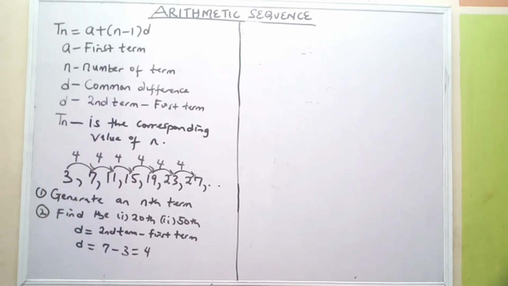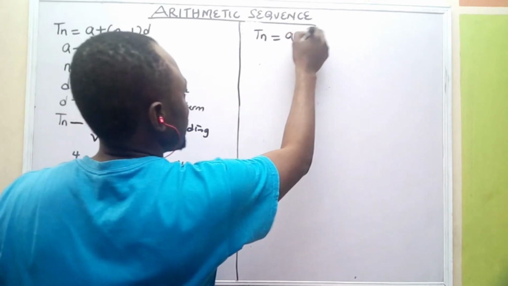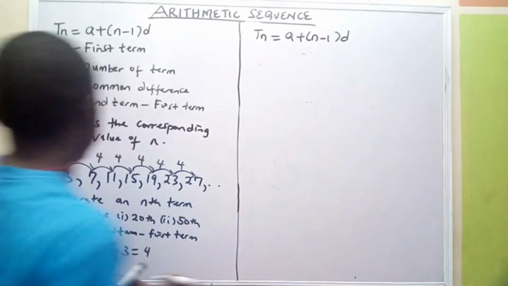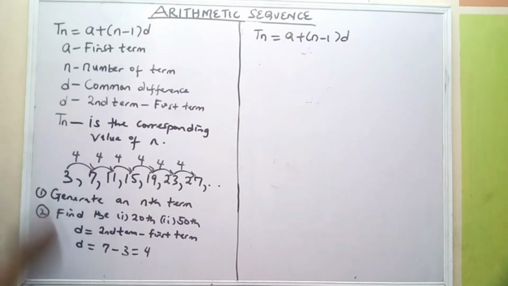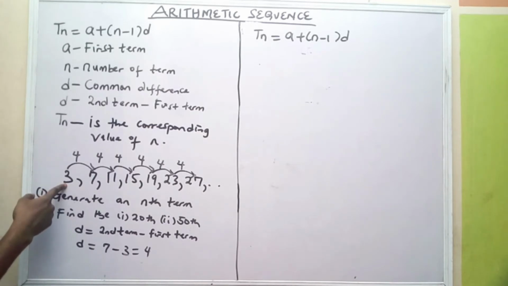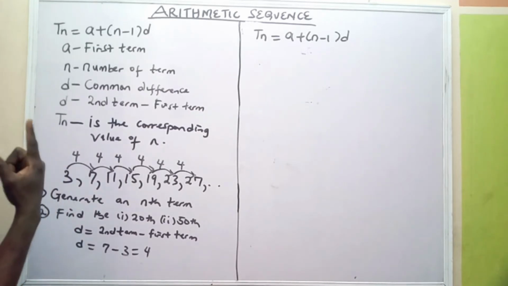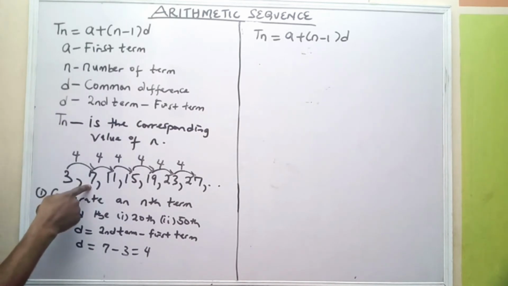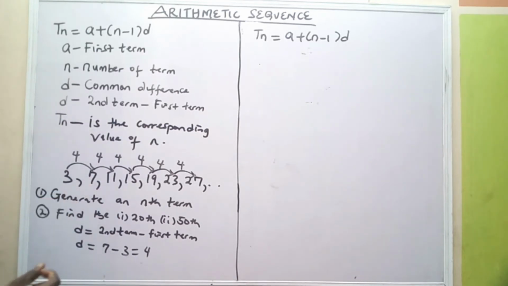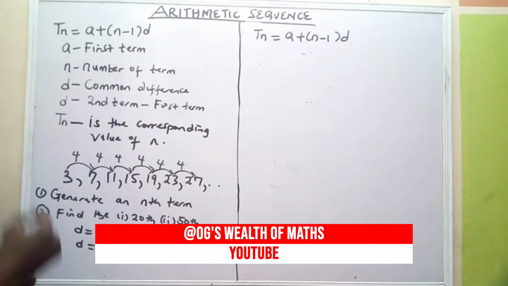Now, I want to generate an n term of the sequence using this formula. Tn will be a plus bracket n minus 1 d. I said something about what Tn means. The first term means the term number, which is 1. The first term has a corresponding value, which is 3. The second term, when n is 2, has a value which is 7. So that shows that for every n, there is always a corresponding value of Tn. That's the relationship between n and Tn.